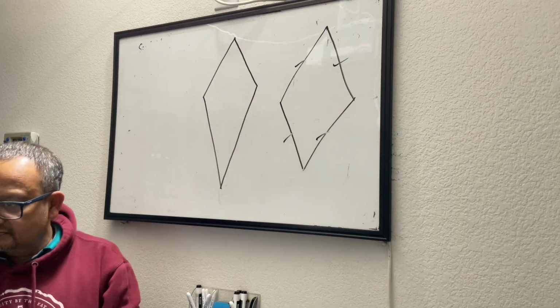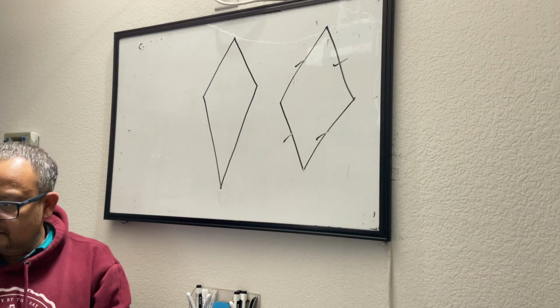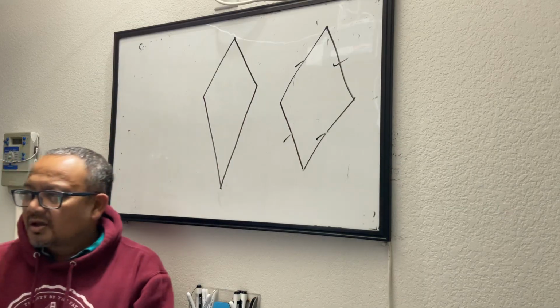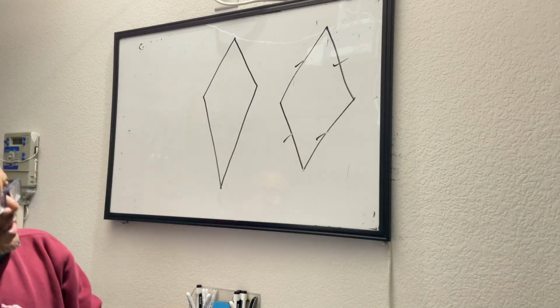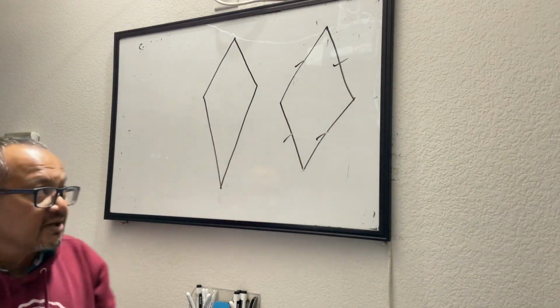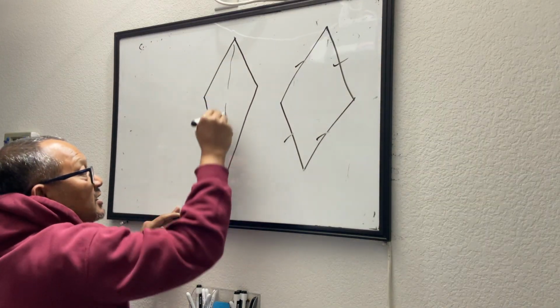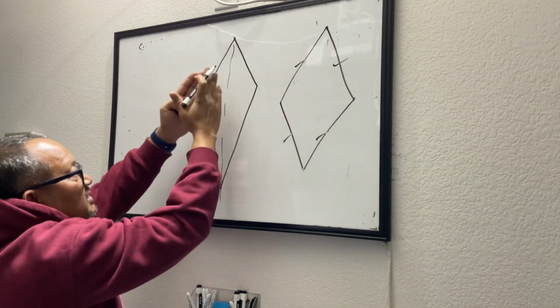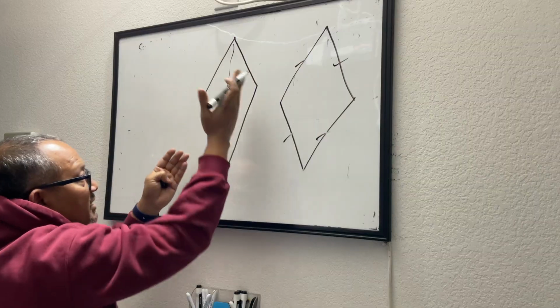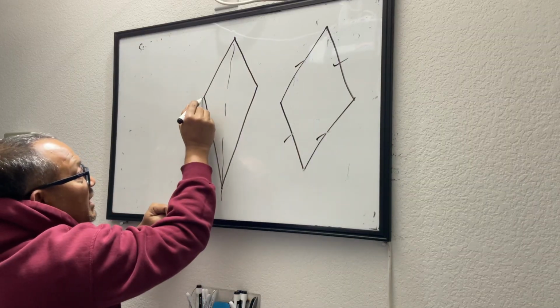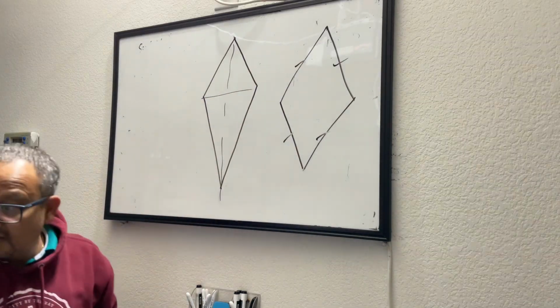If you put a line in the middle of a kite, it would be symmetrical. Yeah, it's a symmetric shape. So if I put a line here, this kite will be symmetric around this line, this side and this side. If I put a line here, this will not be symmetrical.